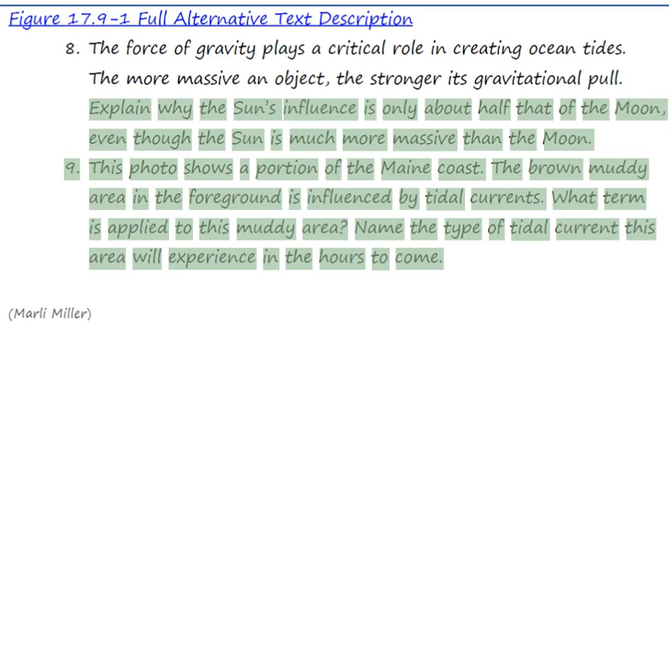9. This photo shows a portion of the Maine coast. The brown muddy area in the foreground is influenced by tidal currents. What term is applied to this muddy area? Name the type of tidal current this area will experience in the hours to come.